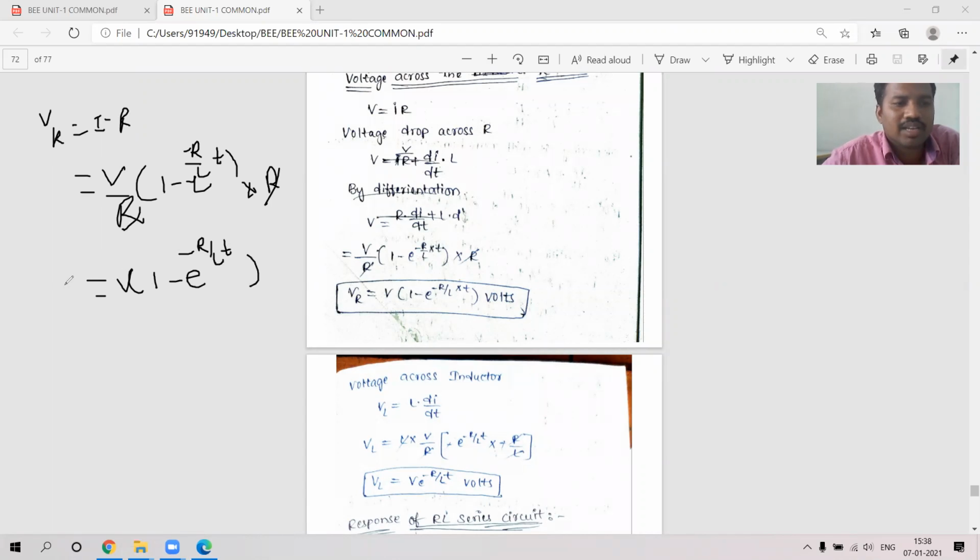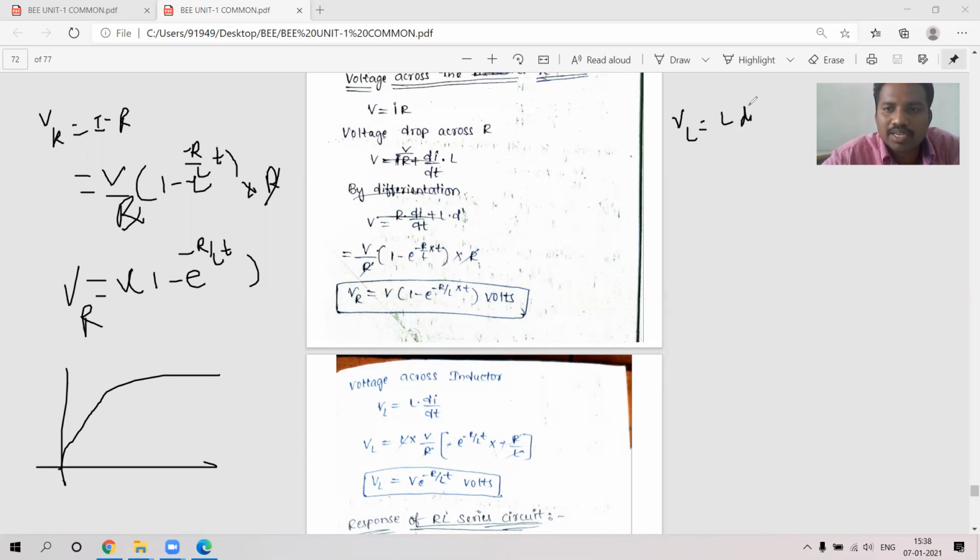So this is the term we are getting. Now, how is it 1 minus exponential? 1 minus exponential means the graph will be increasing exponentially. Yes or no? Minus e power of minus means it will decay. Now let us see the same thing for the inductive drop, that is L into di by dt. We have to do the differentiation d by dt. What is I? We have I as V by R into 1 minus e power of minus R by L into t. You just do the differentiation.